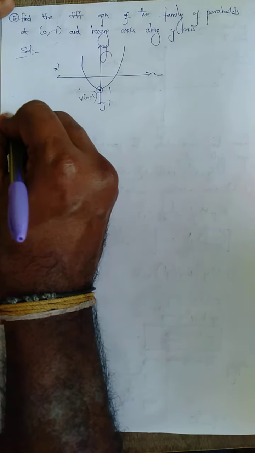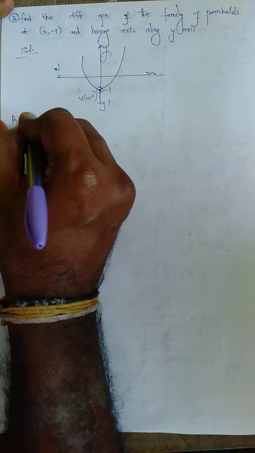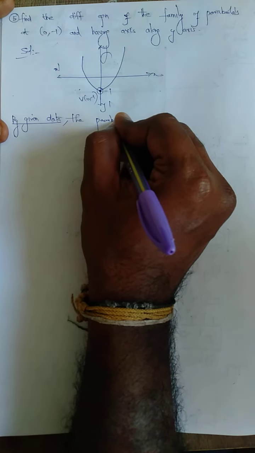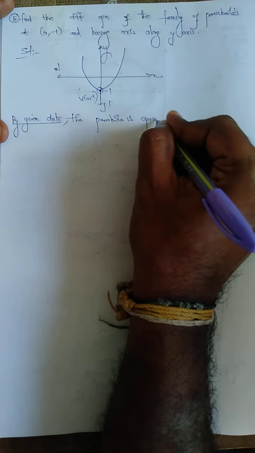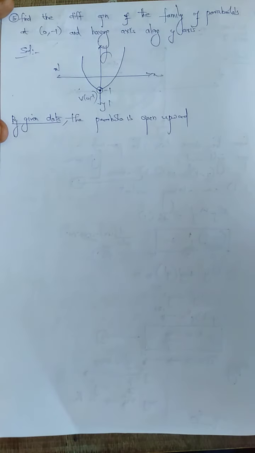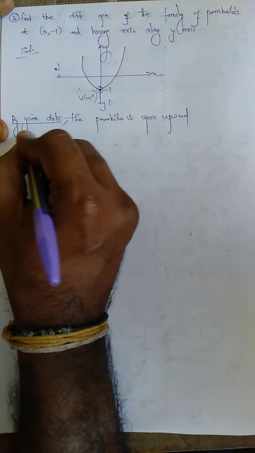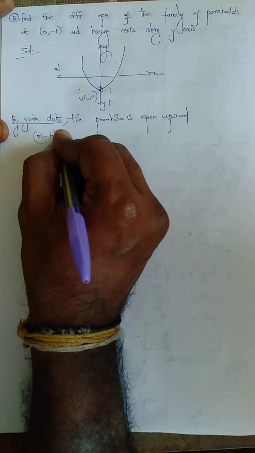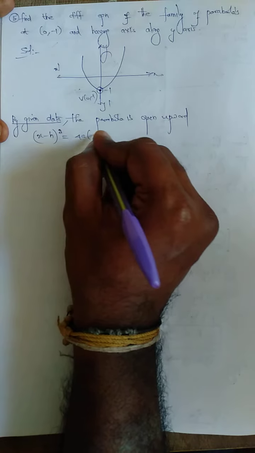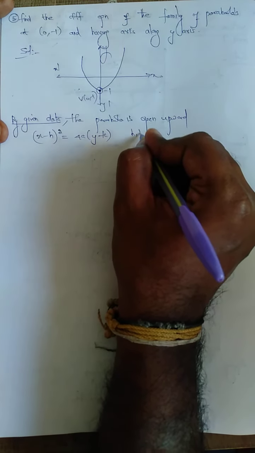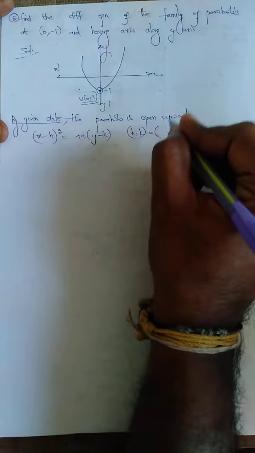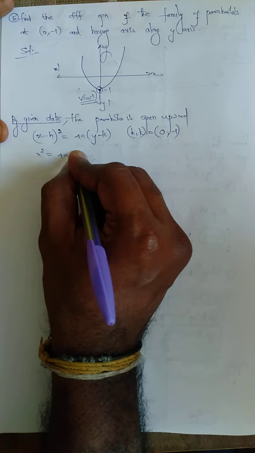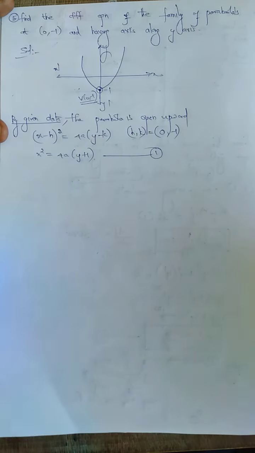By the given data, the parabola opens upward. So the parabola form is (x minus h) the whole squared equals 4a into (y minus k). Here (h, k) is the vertex, which is (0, -1). Applying that, x square equals 4a into (y plus 1). Keep it as equation 1.